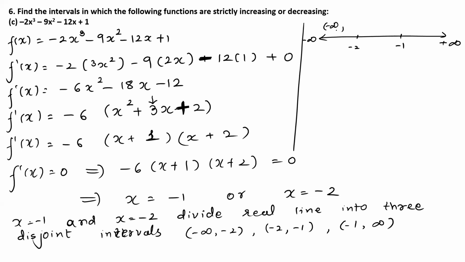So these intervals are minus infinity to minus 2, minus 2 to minus 1, and minus 1 to infinity. Here I'll take some value like minus 3. Here I'll take the value minus 1.5, and in this interval I'll take 0. So that way these three are our understanding. This is our trick, we will not share it.